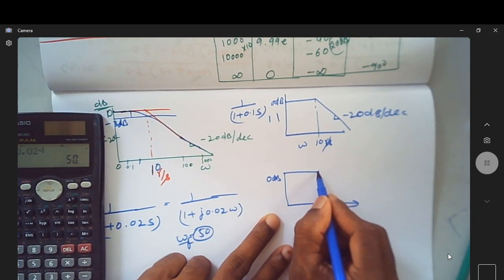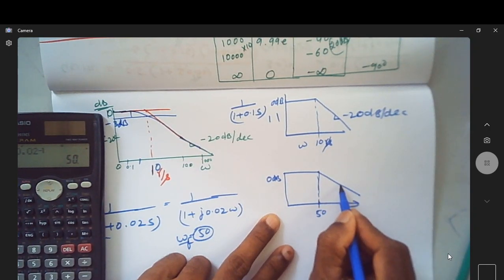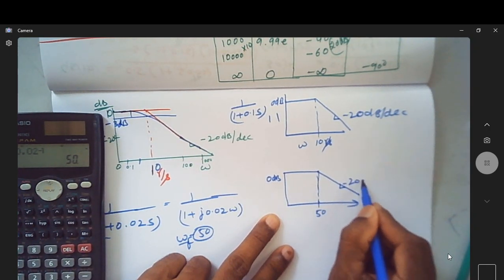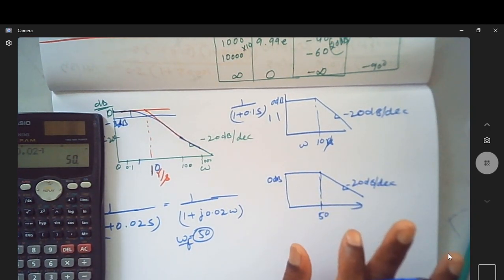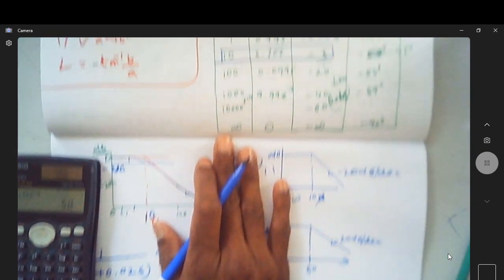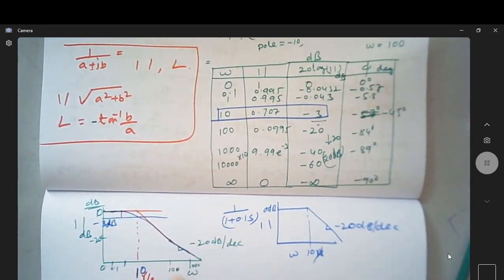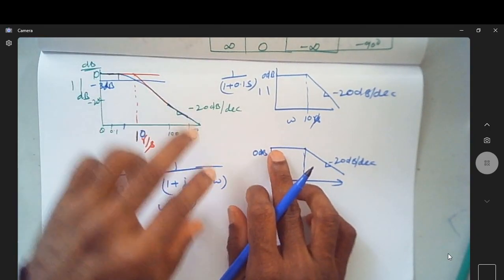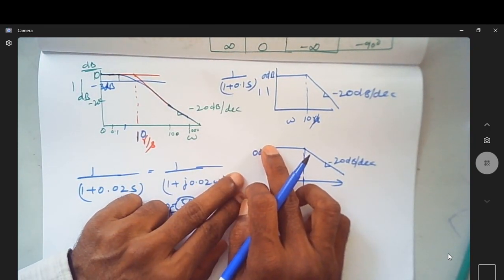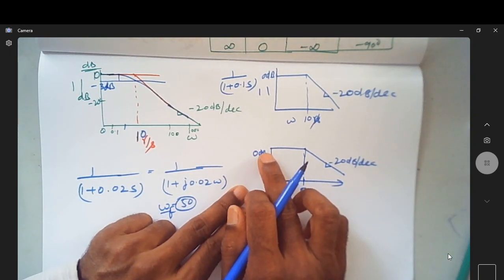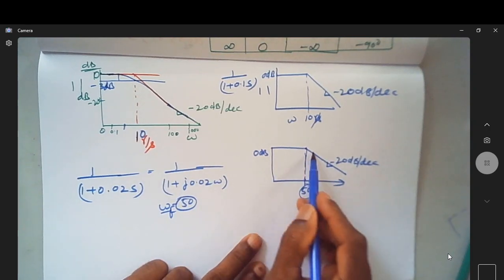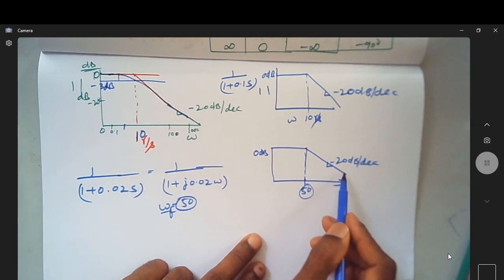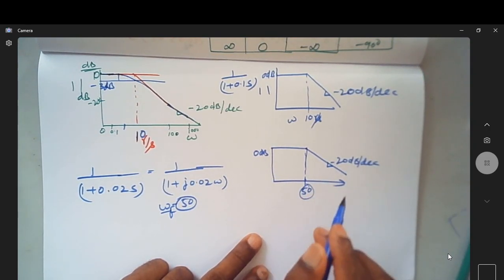After 50 it goes with a slope of minus 20 dB per decade. This is the asymptotic plot. Because in this frequency response we plot only the asymptotic plot, represented by a zero slope line at magnitude of 0 dB till the cutoff frequency, which is 50 in this case, and after 50 it goes with a slope of minus 20 dB per decade.